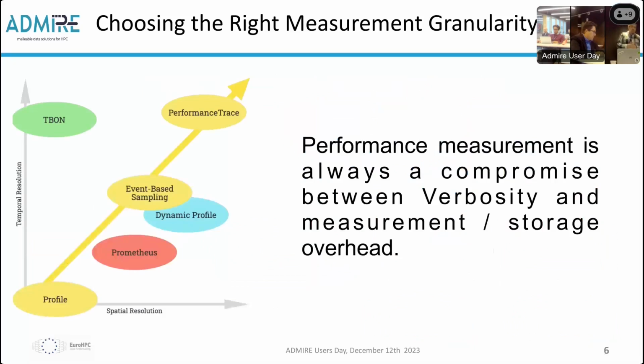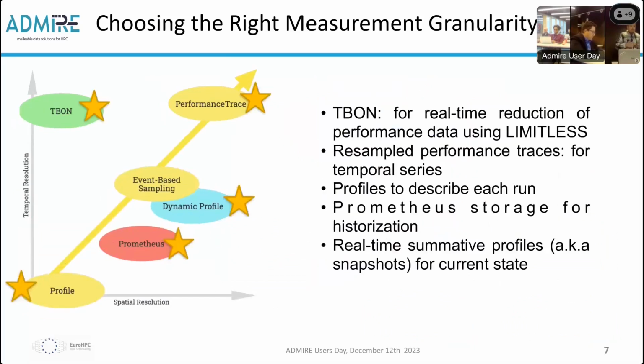So we have to choose the right measurement granularity. As I mentioned, we wanted a bit of everything, because we wanted to be verbose, and we also wanted to have reduced overhead. The consequence is that our measurement infrastructure is capable of generating a wide variety of artifacts, ranging from a profile, which reduces over space and time, to a performance trace, which is storing all the events. As I will show you, the performance traces we have retained do not store events indefinitely. They can be resampled over time, but more detail on this later on.